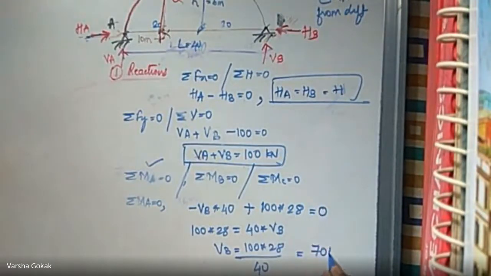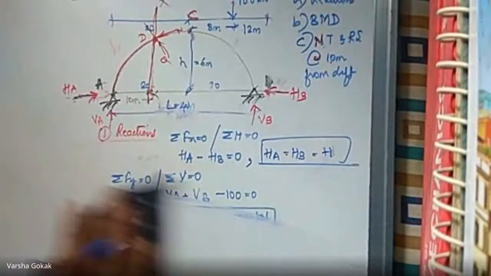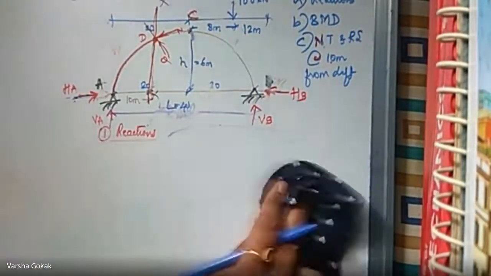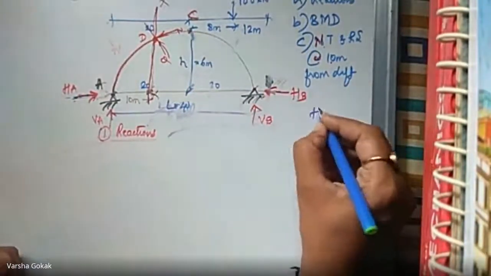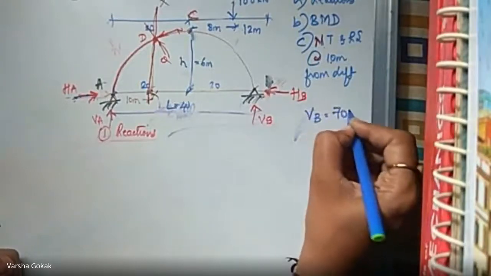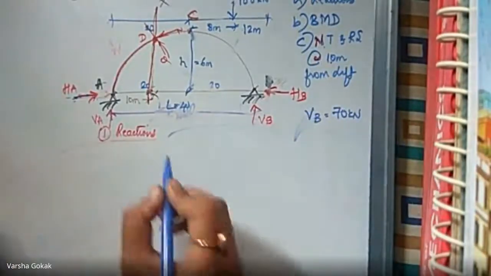70 kilonewtons. Correct. Okay. So I will write it on the top somewhere. VB is 70 kilonewtons. We found VB equal to 70 kilonewtons. I will write it on top.